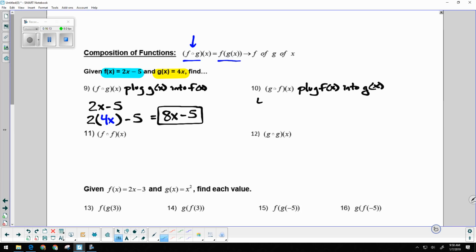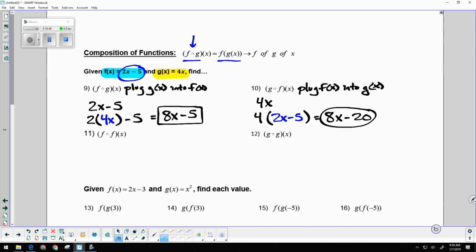G of x is 4 times x. So what we're going to do is take this 2x minus 5 and plug it in for x. So the function will now look like this: 4 times 2x minus 5. This time we have to use the distributive property. 4 times 2x is 8x. 4 times negative 5 is negative 20.